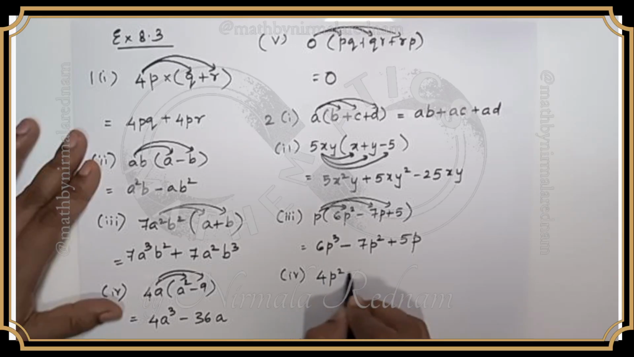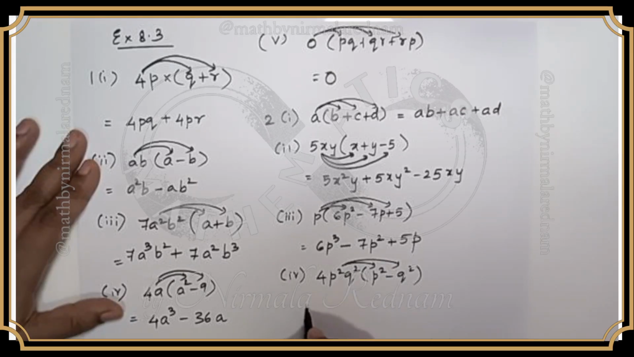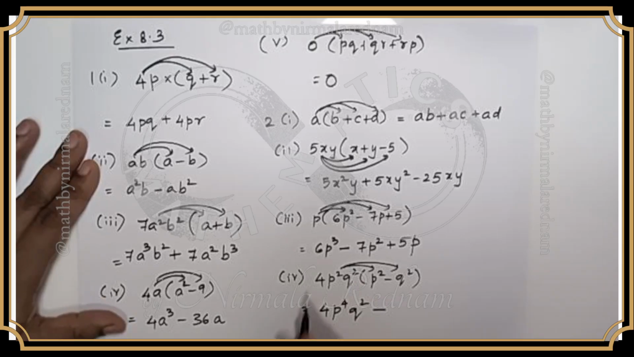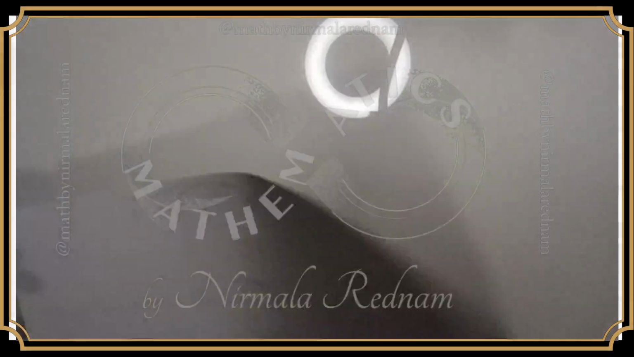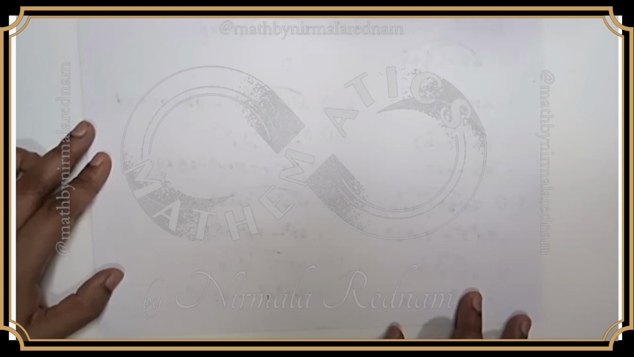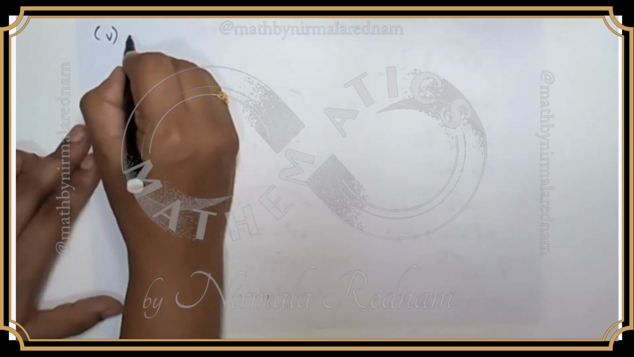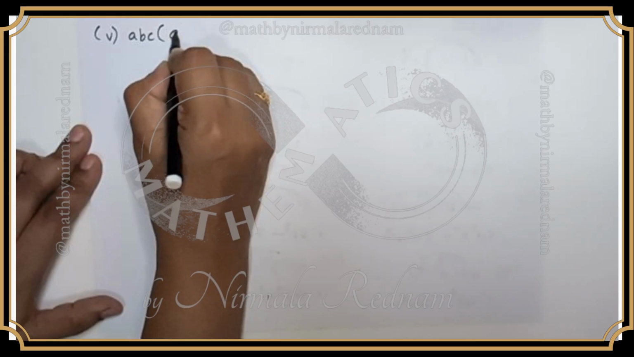Fourth sum is 4p square q square times p square minus q square. So I have a monomial outside, multiply it with these terms inside the bracket. Okay, 4 p power 4, p square into p square is p power 4 q square, right? And then a minus sign, and then I have again 4 p square q power 4, correct? So this is your fourth sum. Next I have fifth sum, ABC into A plus B plus C.